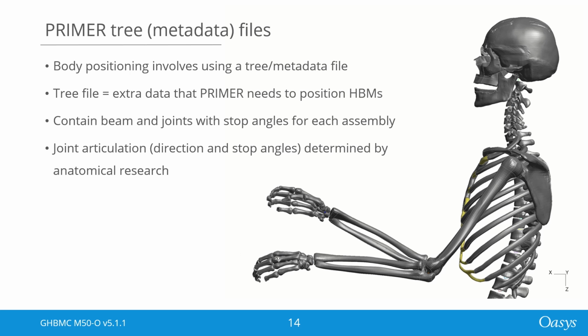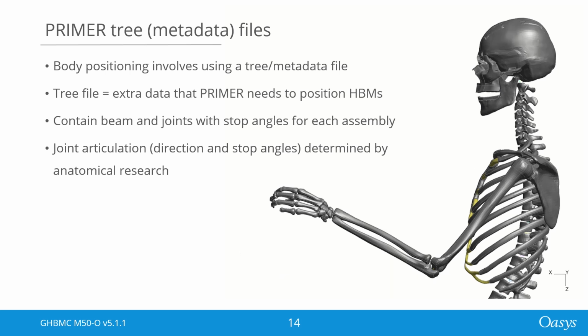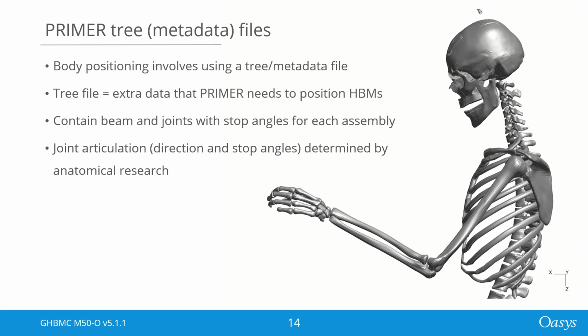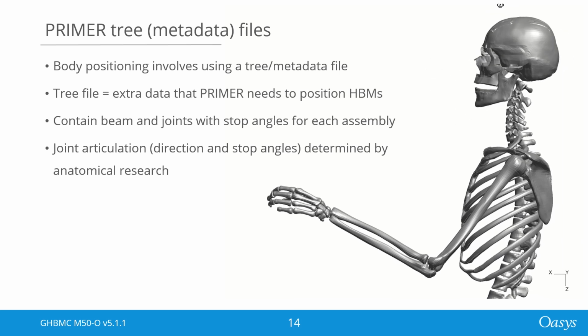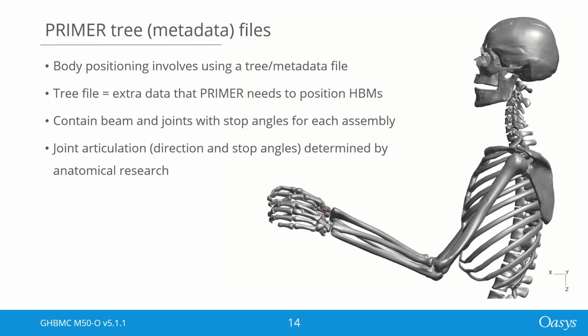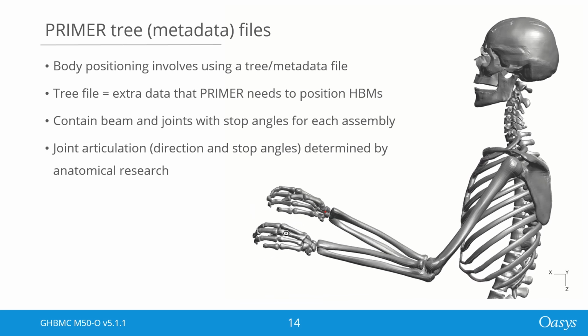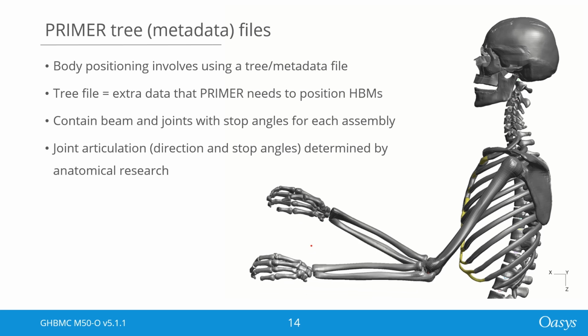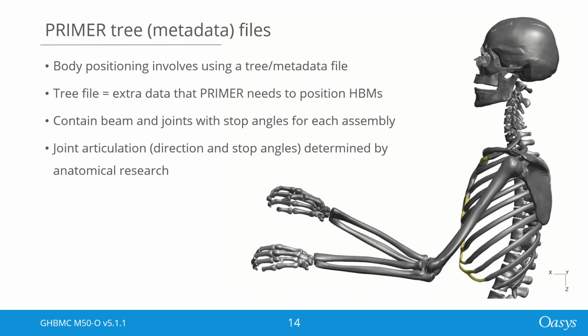So what we've done is separate the human body model into assemblies, and these assemblies are then connected into a hierarchy with a strict parent and child relationship. And the joints between the assemblies have appropriate properties and stop angles to ensure realistic articulation of joints. Primer positioning tree files have been developed for the most popular industry-leading human body models, such as THUMS and HBMs.